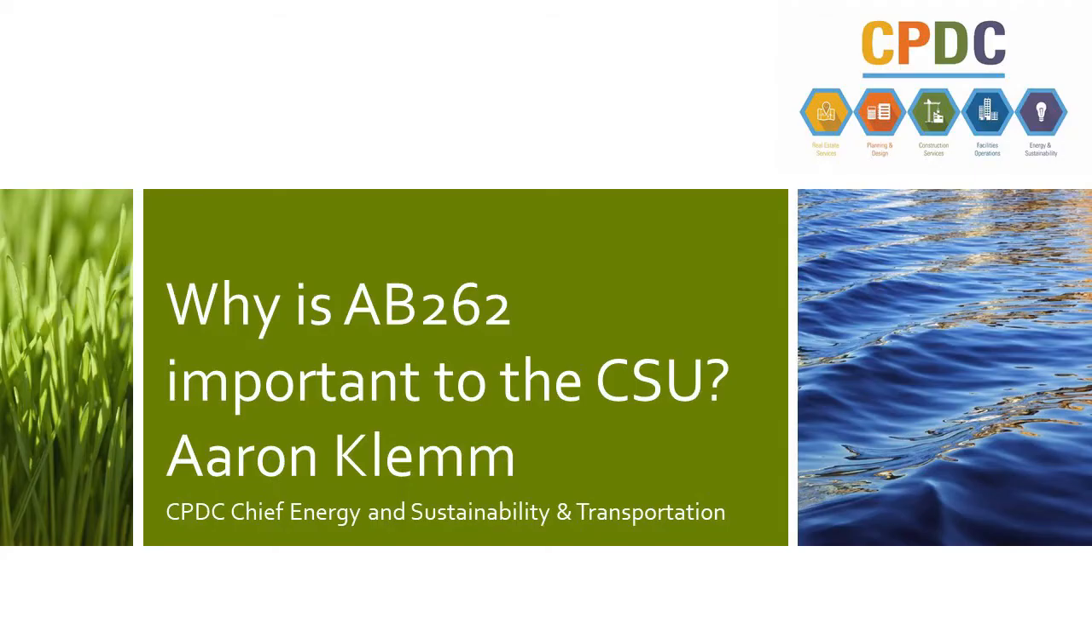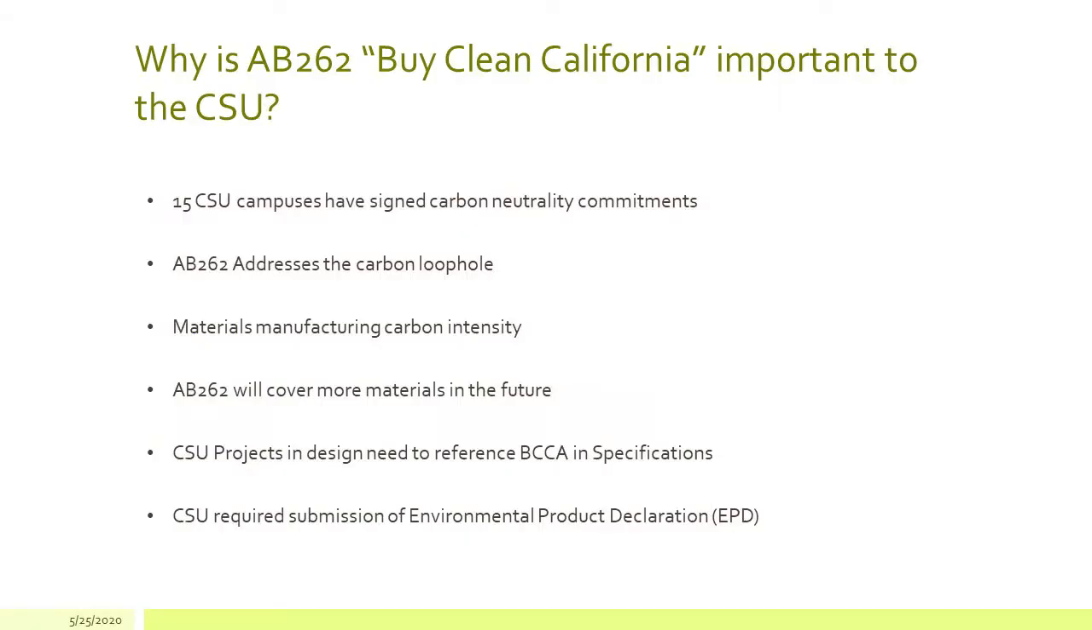Thank you, Jeremy. As Jeremy noted, I'm the Chief of Energy, Sustainability, and Transportation, and AB 262 is important to CSU for a number of reasons. We have 15 CSU campuses that have signed carbon neutrality commitments that cover scopes 1, 2, and 3. Scope 1 is natural gas and fossil fuel combustion on campus, scope 2 is their electricity use, and scope 3 is travel and employee commutes.